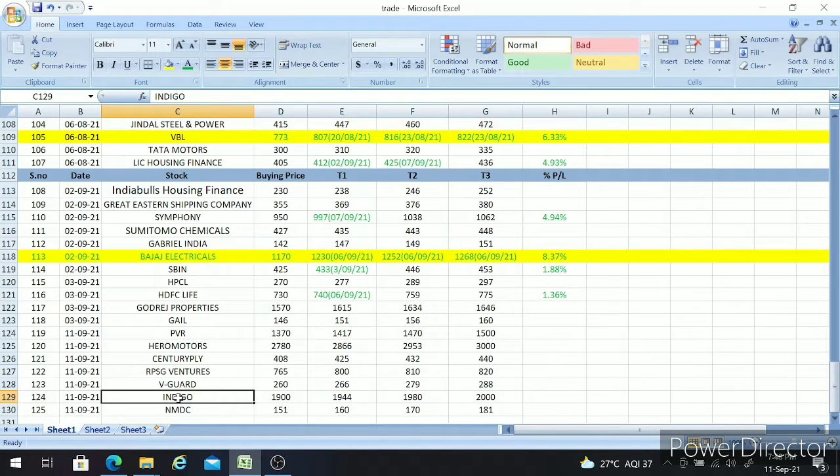Yes, coming back to the topic. The aviation sector is growing back again. Among them, IndiGo is one of the best stocks. You can buy this one at 1900, with the first target being 1944, and the third target being 2000.